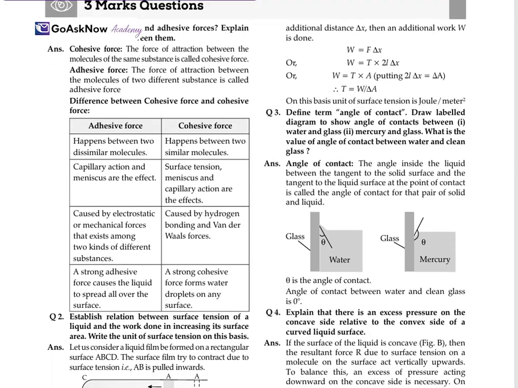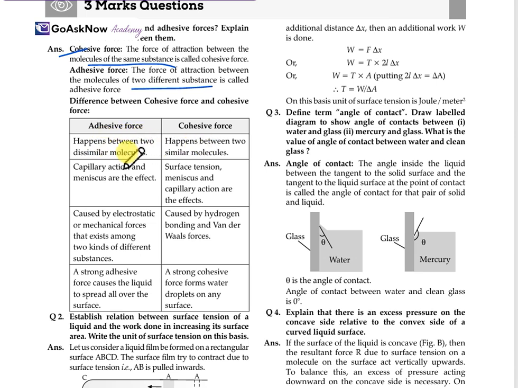Now, 3 marks question. What are cohesive and adhesive forces, and explain the difference between them. So, we know that cohesive force is the force of attraction between the molecules of the same substance. For different substances, it is adhesive. Another difference is that adhesive force happens between two dissimilar molecules.